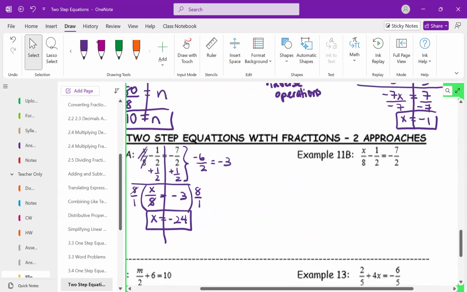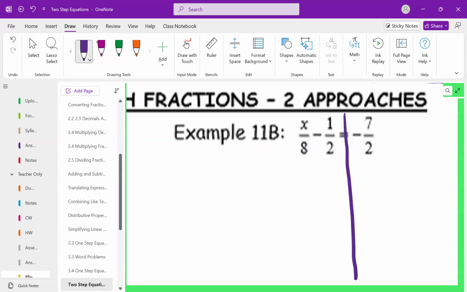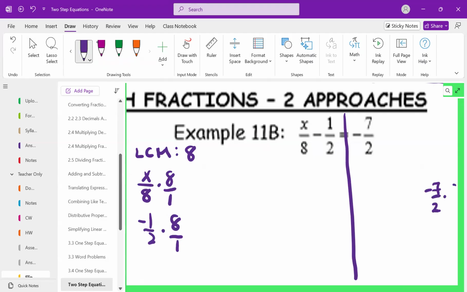If you notice here, we have three different fractions. Two of them have a common denominator and one of them does not. So if I want to get rid of the fractions altogether, I'm going to multiply each term by the LCM. What's the LCM of 8, 2, and 2? It's 8. So I'm going to multiply x over 8 times 8 over 1, negative 1/2 times 8 over 1, and negative 7/2 times 8 over 1.